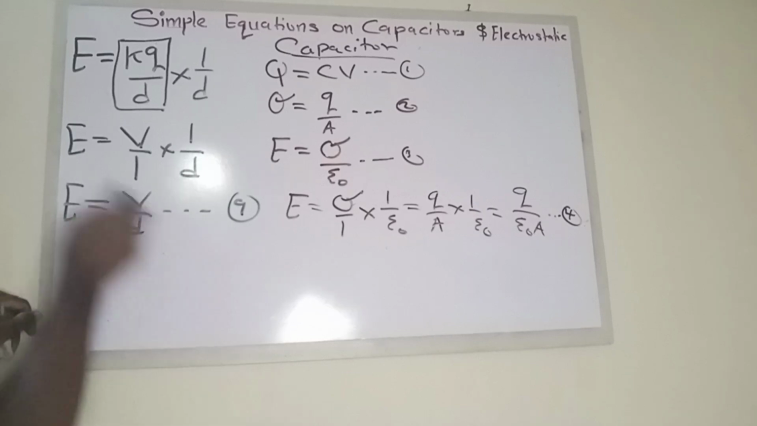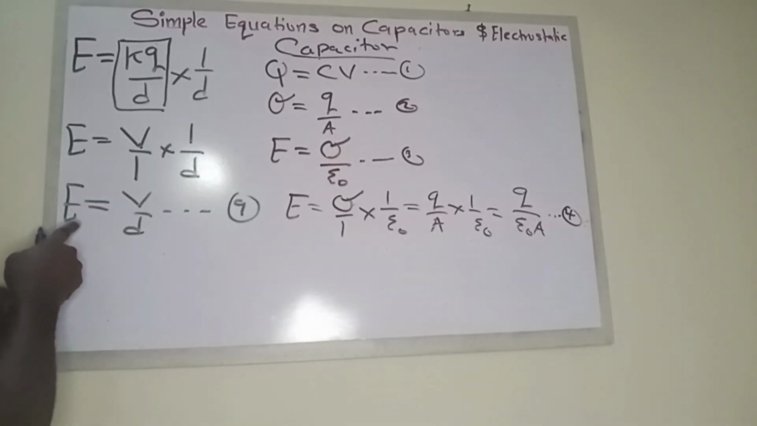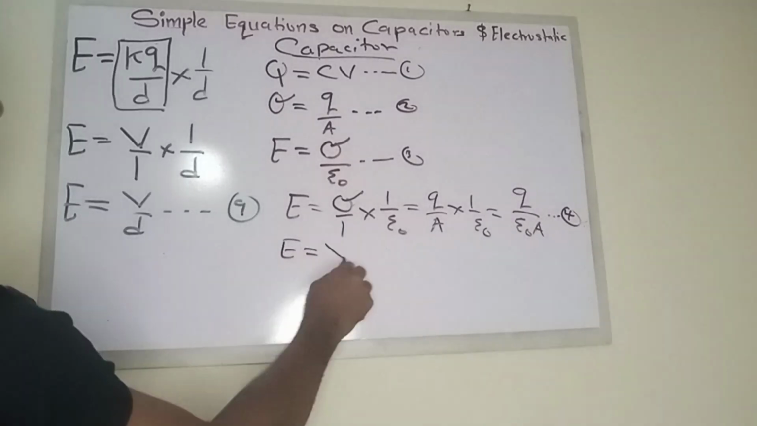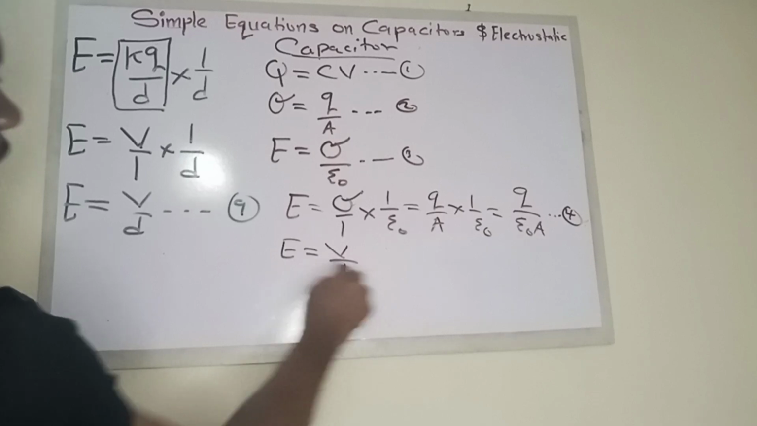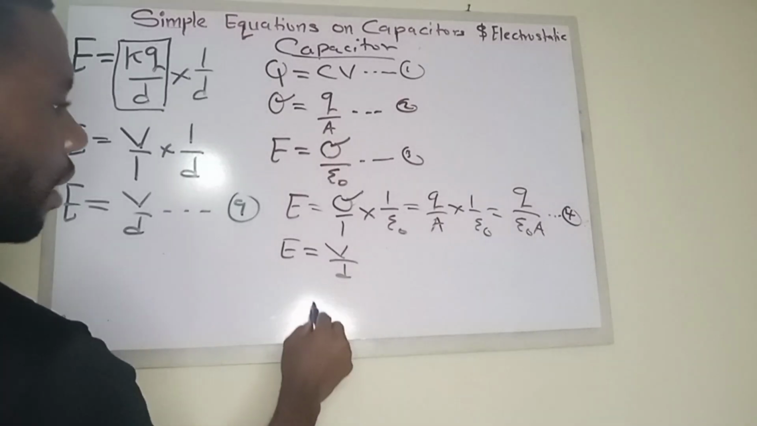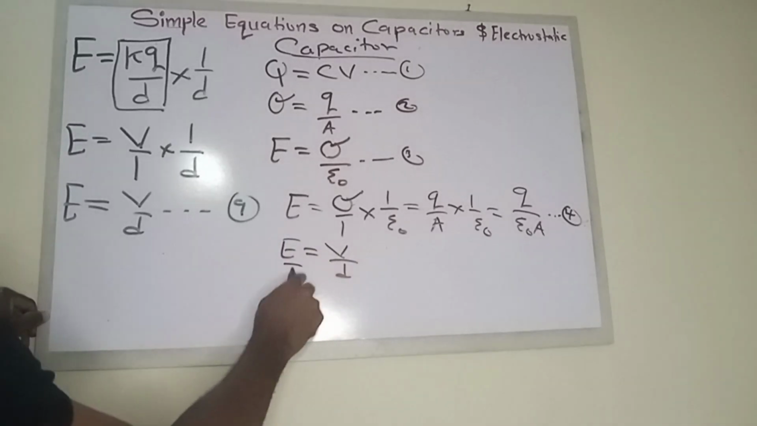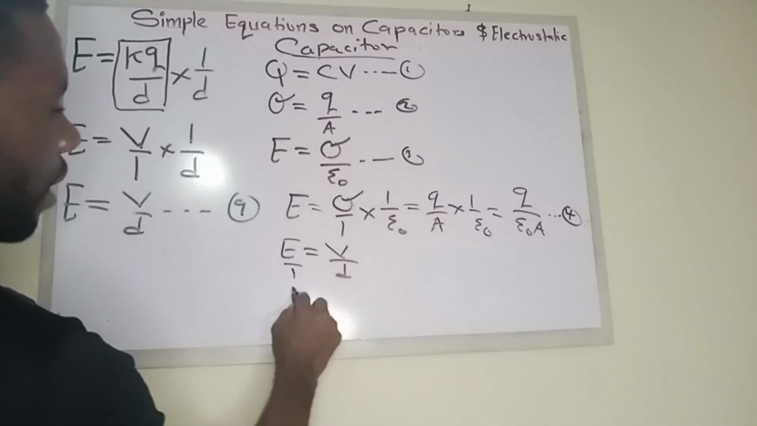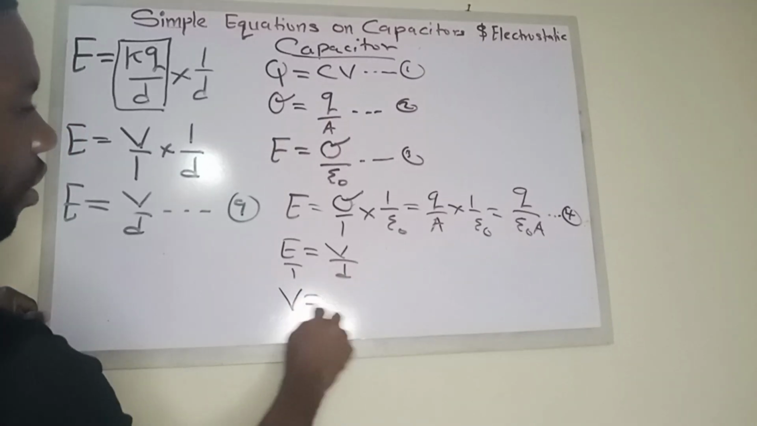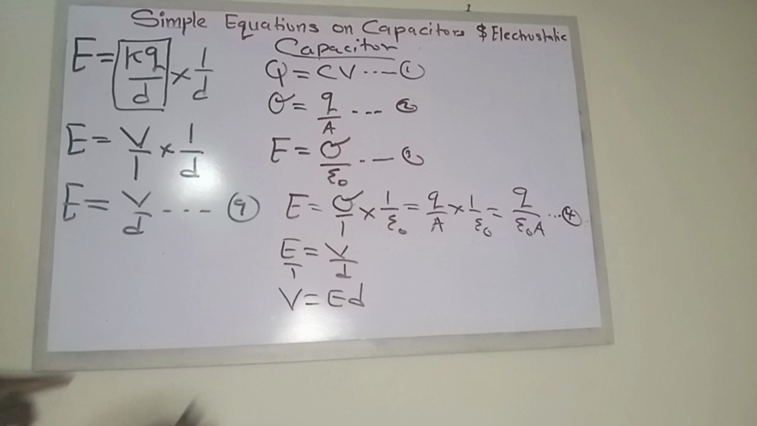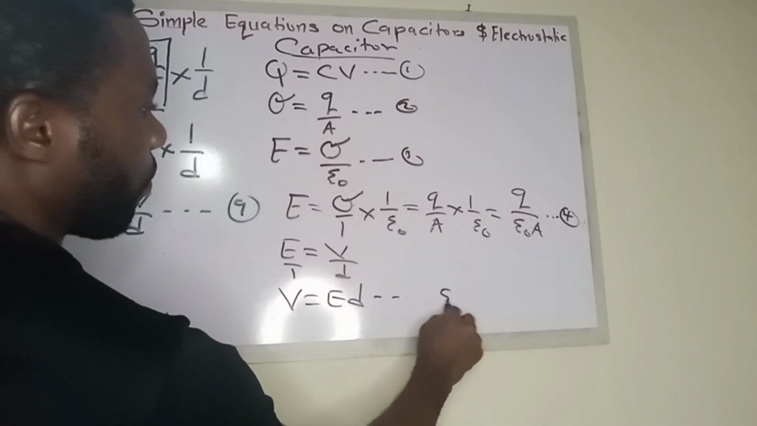Now we have a formula. Let's look at this formula here. We have E equal to V over D, from equation 9, right? So making V the subject of the formula, we have V equal to ED. Let's call this equation 5.